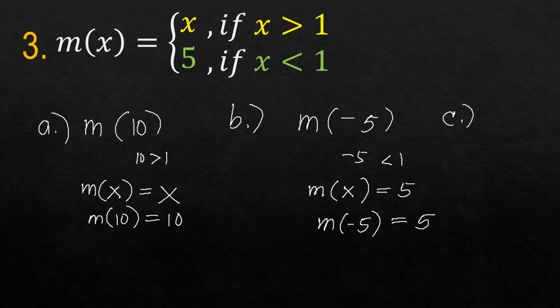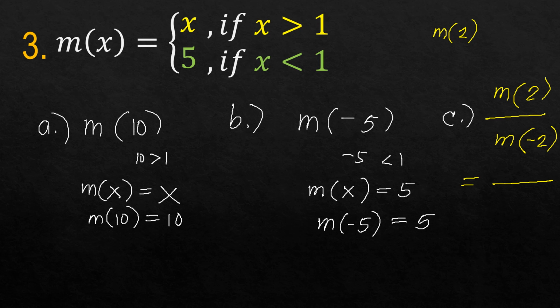Let's say, for example, let's have the division. So what is the quotient of m of 2 when that is divided by m of negative 2? So you see, 2 is greater than 1. So m of 2, since 2 is greater than 1, then we're using m of x is equal to x. So m of 2 is 2, identity function. For negative 2, that is obviously less than 1, and its required function is m of x is equal to 5. So that is a constant function. So m of negative 2 is simply 5. So our answer for m of 2 divided by m of negative 2 is 2 over 5.